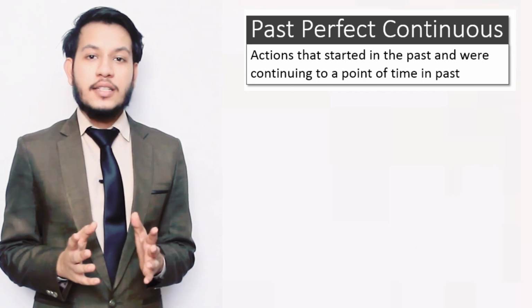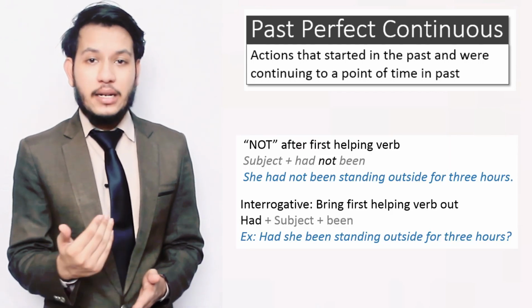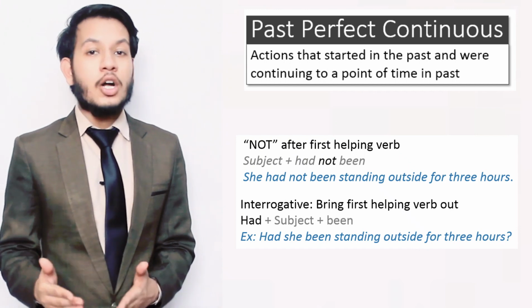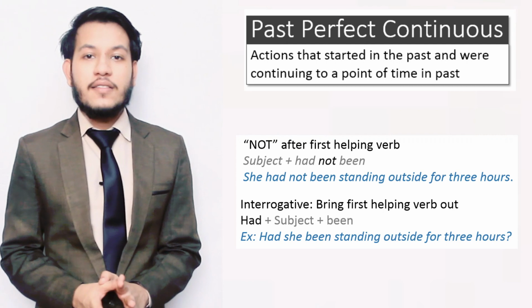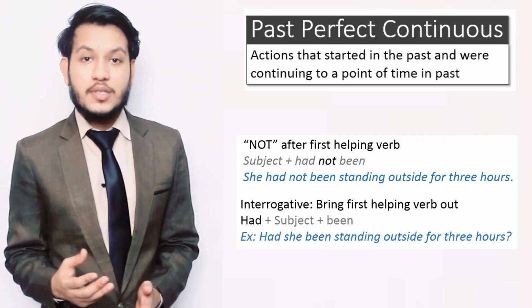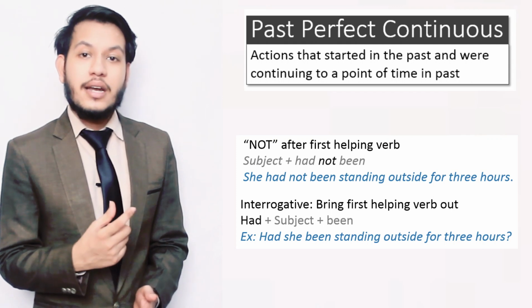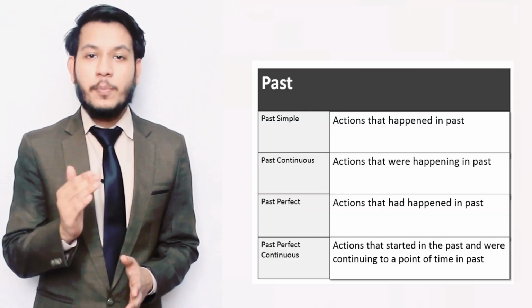For negative sentences you have to write not after had and before been. She had not been standing outside for 3 hours. And for interrogative sentences you have to bring your first helping verb outside, and it becomes had she been standing outside for 3 hours.